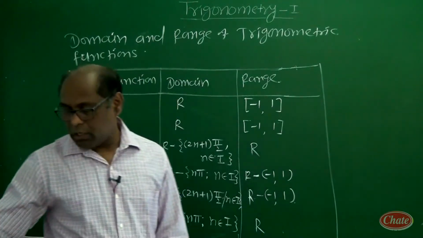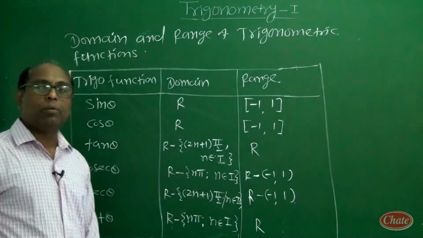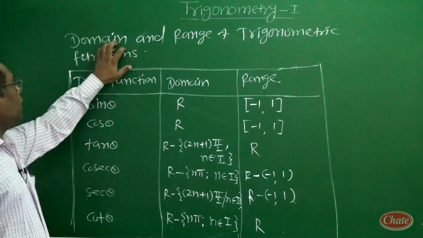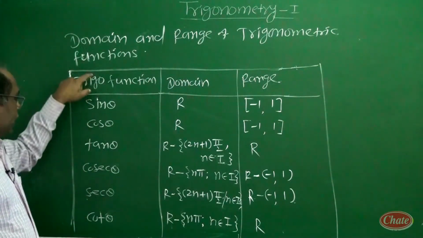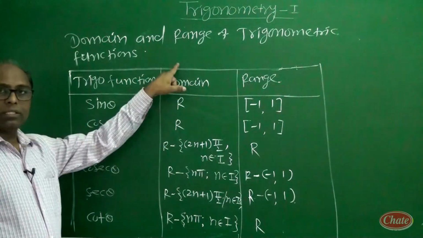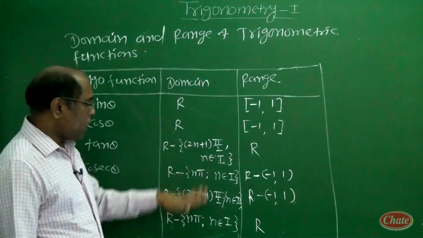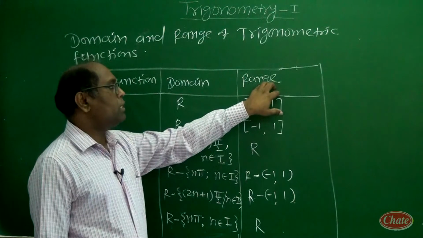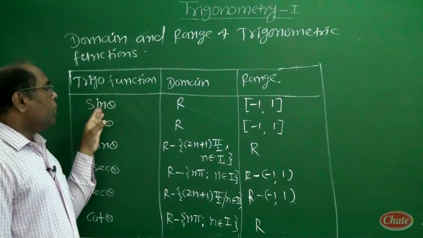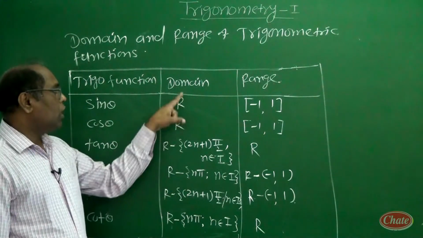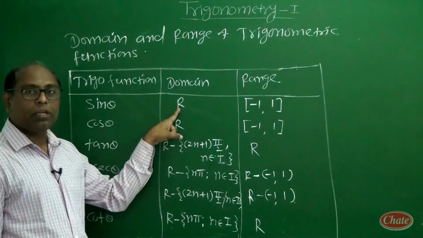Okay, now here is the domain and range of trigonometric functions. Here are the trigonometric functions. The second column is the domain and the third column is their range. Now, sin theta. The domain of the sine function is R, the set of real numbers.